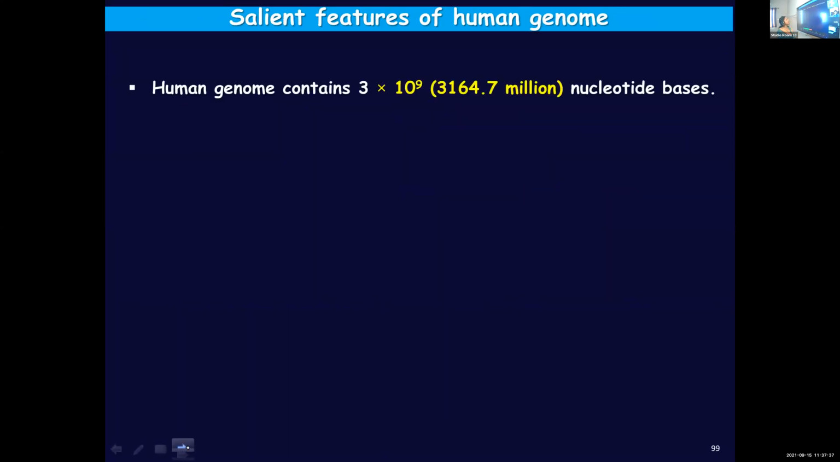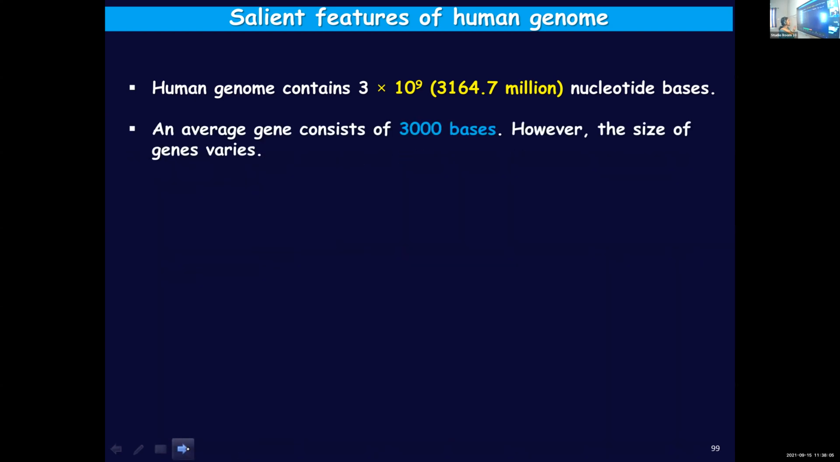Now, what are the salient features, the important features of the human genome? The human genome contains 3 into 10 raised to 9 nucleotide bases, 3,164.7 million. In number, 3,164.7 million nucleotide bases are present. By carrying out the Human Genome Project, they found out these many bases are there.